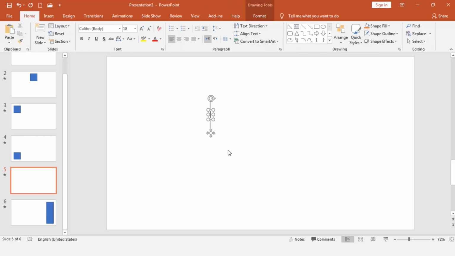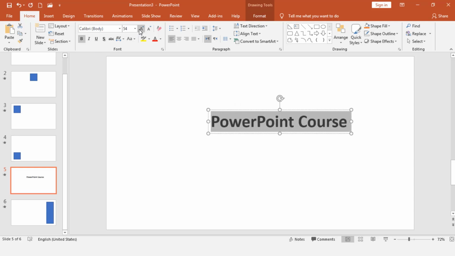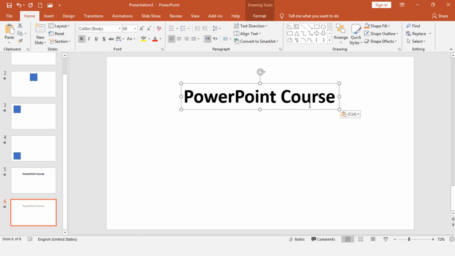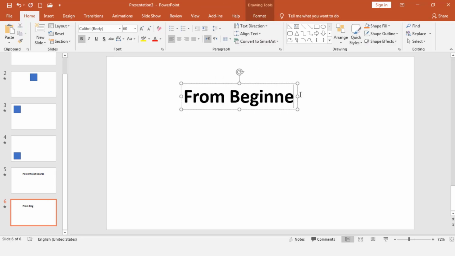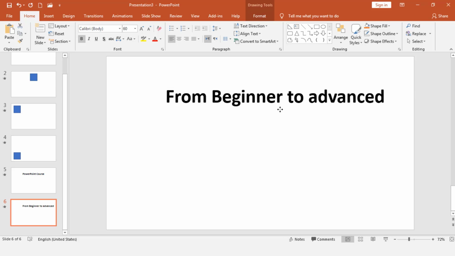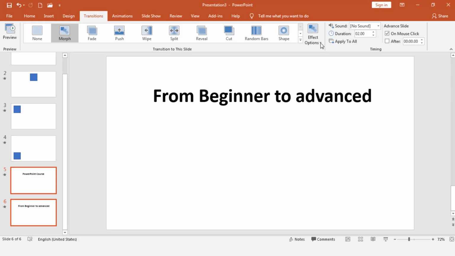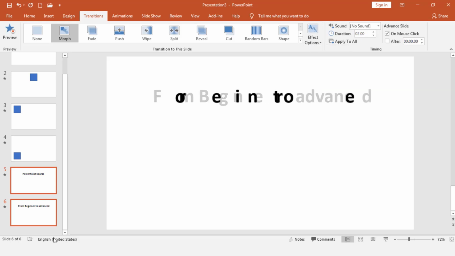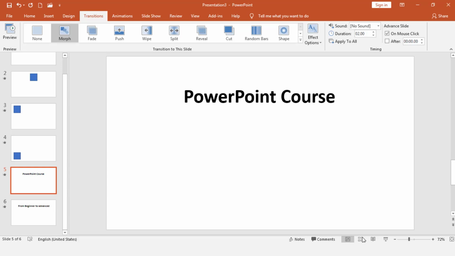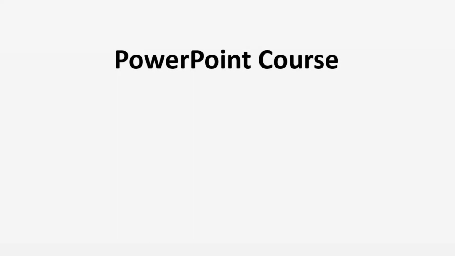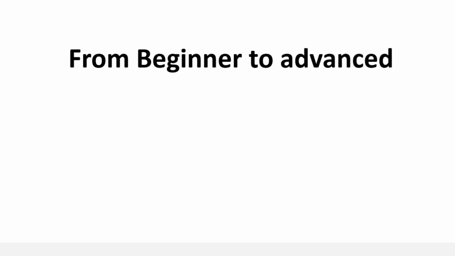Also, we can use Morph Transition for text. See how I do it. From the Insert tab, I create a text box here and type my text. I copy this text and paste it in the next slide and write another text. Well, now, when I choose the Morph Transition, in the Effect option I select Characters. See what happens. Look at the result.